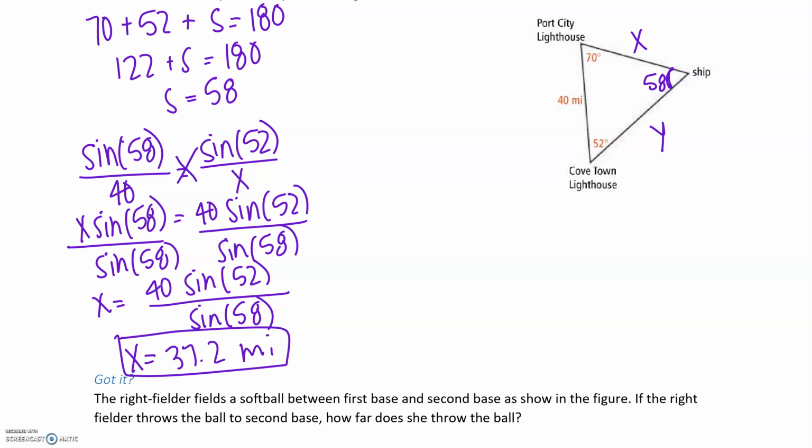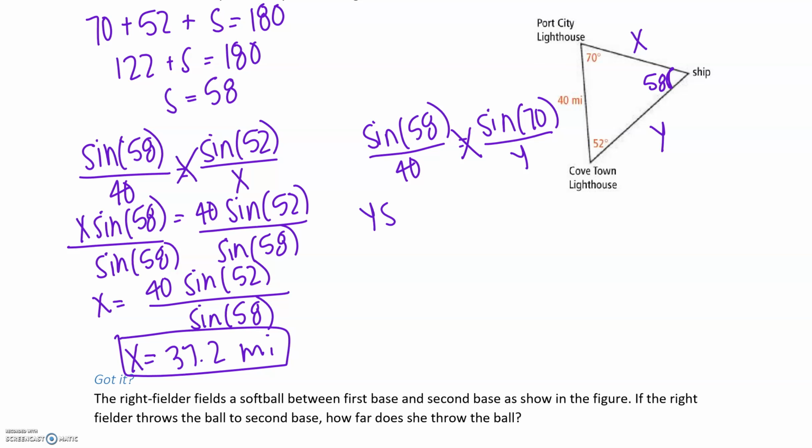Okay, and now we are going to find our y. We're still going to have that sine of 58 over 40 equals, now we're going to compare this 70, so we're going to have that sine of 70 over y. When we cross multiply that, that gives us y sine of 58 equals 40 sine of 70. So we're going to divide both sides by that sine of 58 again.